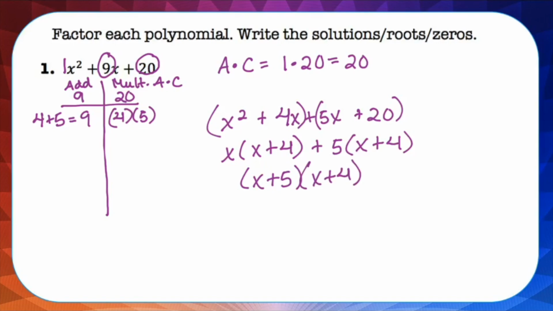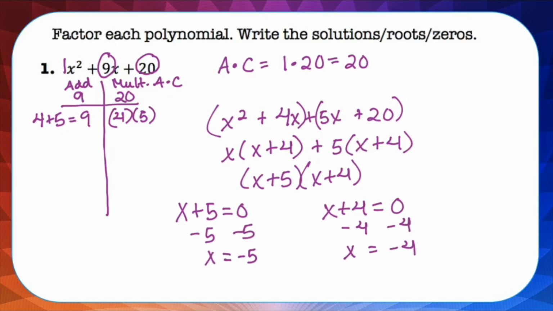And now here's the extra step, because it says write the solutions, roots, and zeros. So we have to set each of those parentheses equal to 0 and solve for x. So we're going to set x plus 5 equal to 0 and x plus 4 equal to 0, and solve for x on each one. So subtract 5 from both sides and you get x equals negative 5. Subtract 4 from each side and you get x equals negative 4.